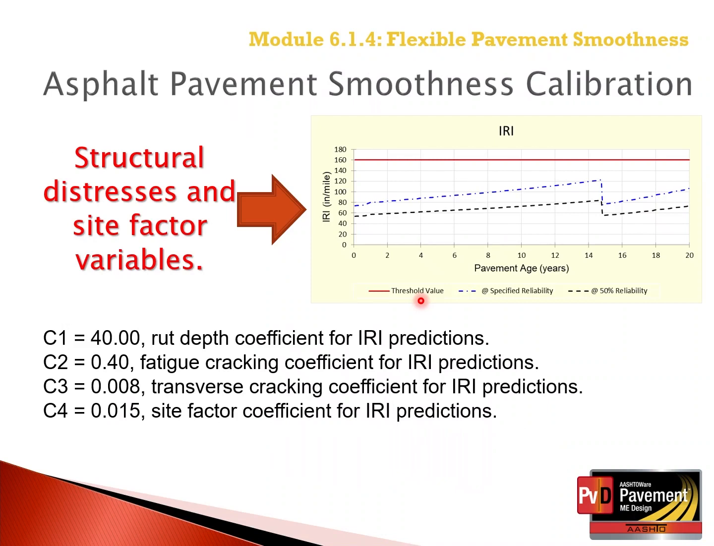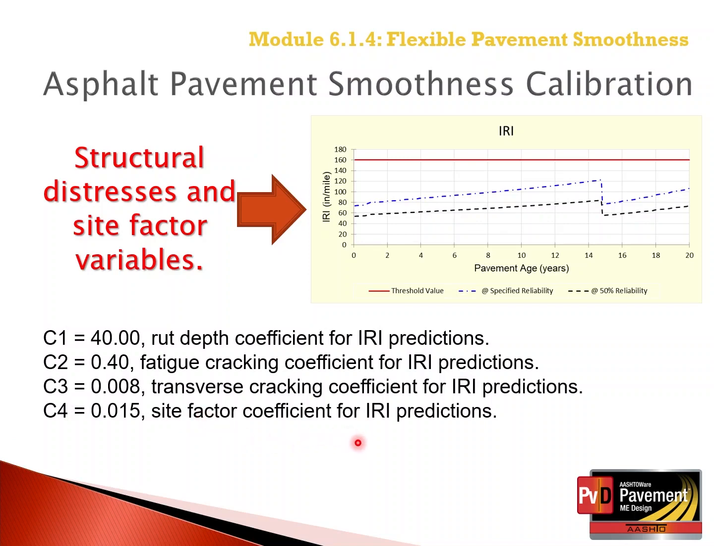This slide summarizes the coefficients that were derived from the global calibration of the regression equation for predicting the IRI throughout the design period. The calibration coefficients include C1 of 40, the rut depth coefficient, C2 of 0.4, the fatigue cracking coefficient, C3 of 0.008, the transverse cracking coefficient, and C4 of 0.015 for the site factor coefficient.